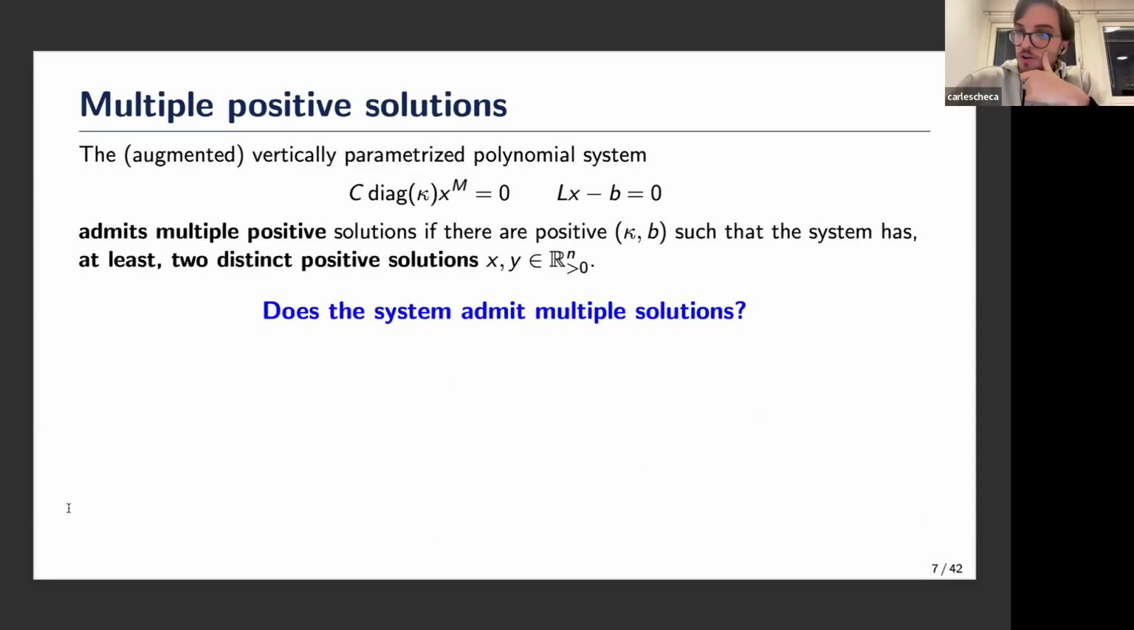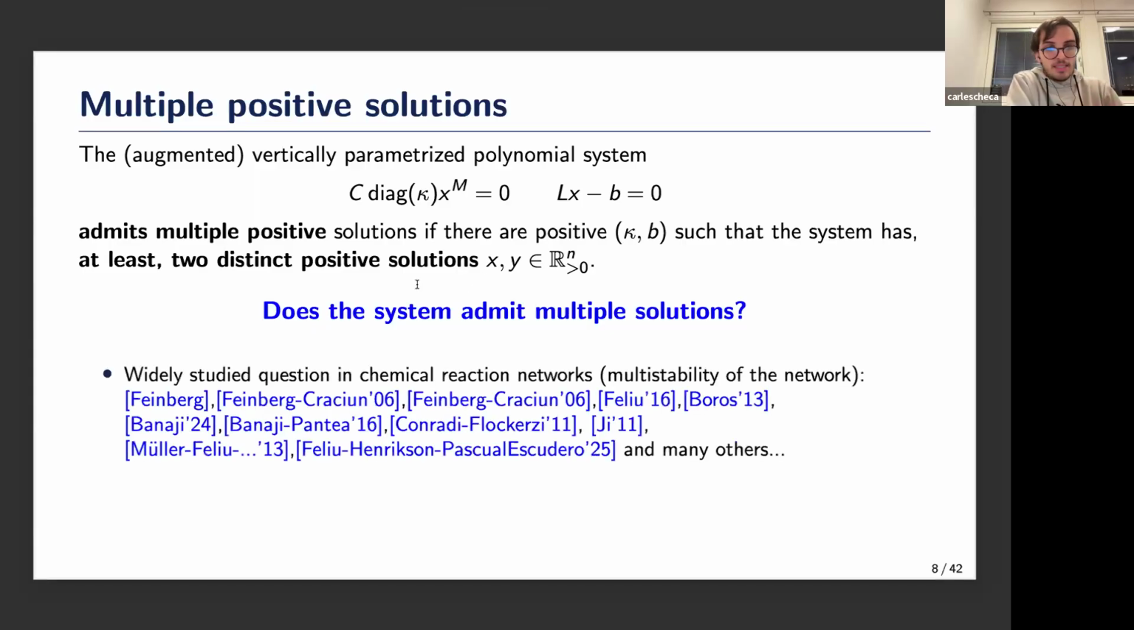Now, the property of these polynomial systems that we want to study is whether there are values of the parameters kappa and b such that these systems admit two different positive solutions, right? The parameters kappa, the rate constants, and these b's that correspond to these equations L, which in reaction networks we call stoichiometric compatibility classes, must be positive, and they must give rise to two distinct positive solutions. This has been a question that has been widely studied in this community because it's linked to the multistability of the network. We have some biological properties.